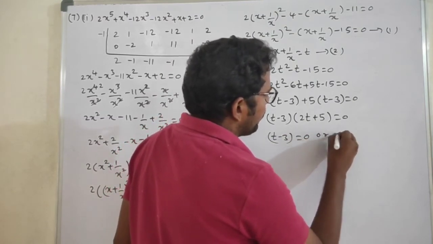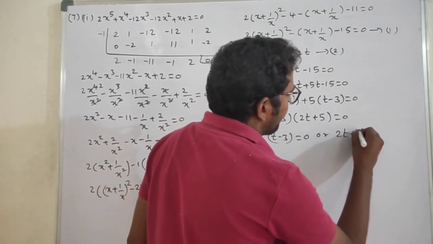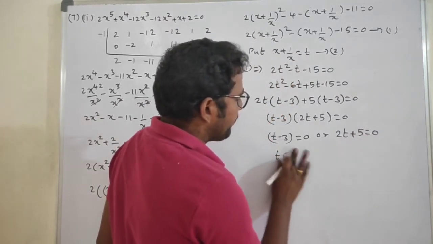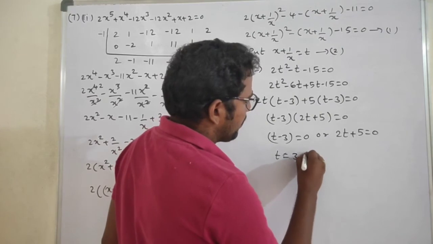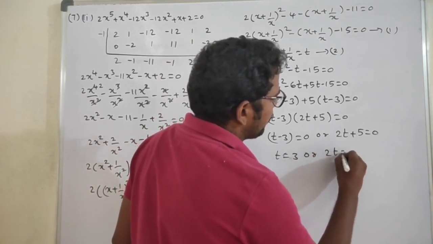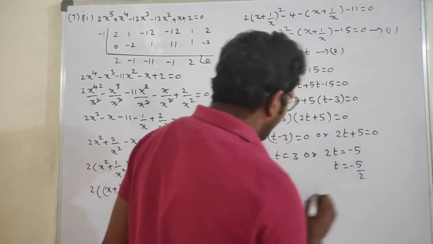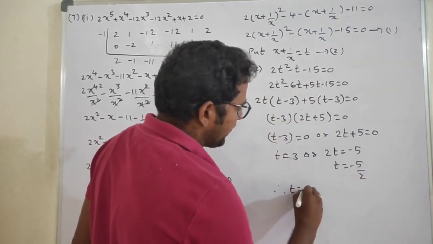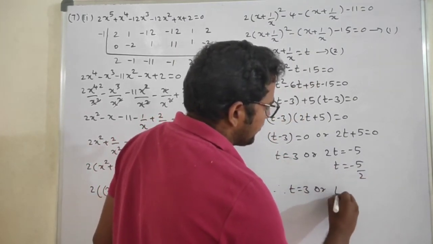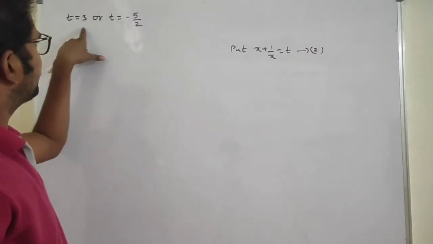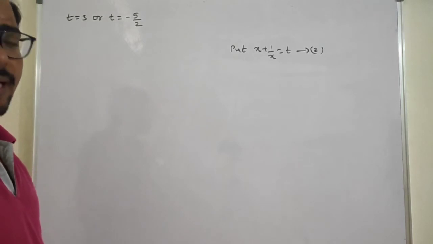Or 2t plus 5 equals 0. t minus 3 equals 0, so t equals 3. Or 2t equals minus 5, so t equals minus 5 by 2. Therefore t equals 3 or t equals minus 5 by 2.